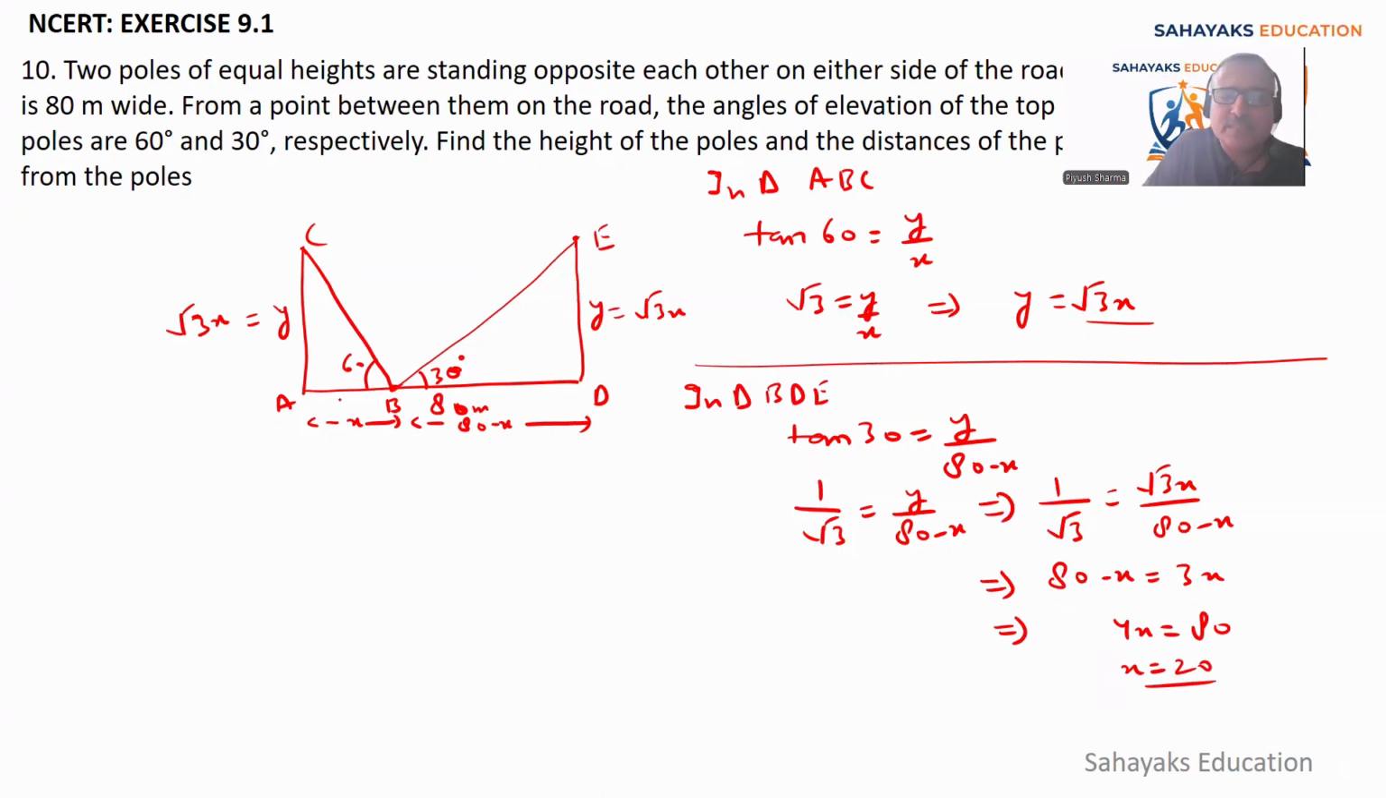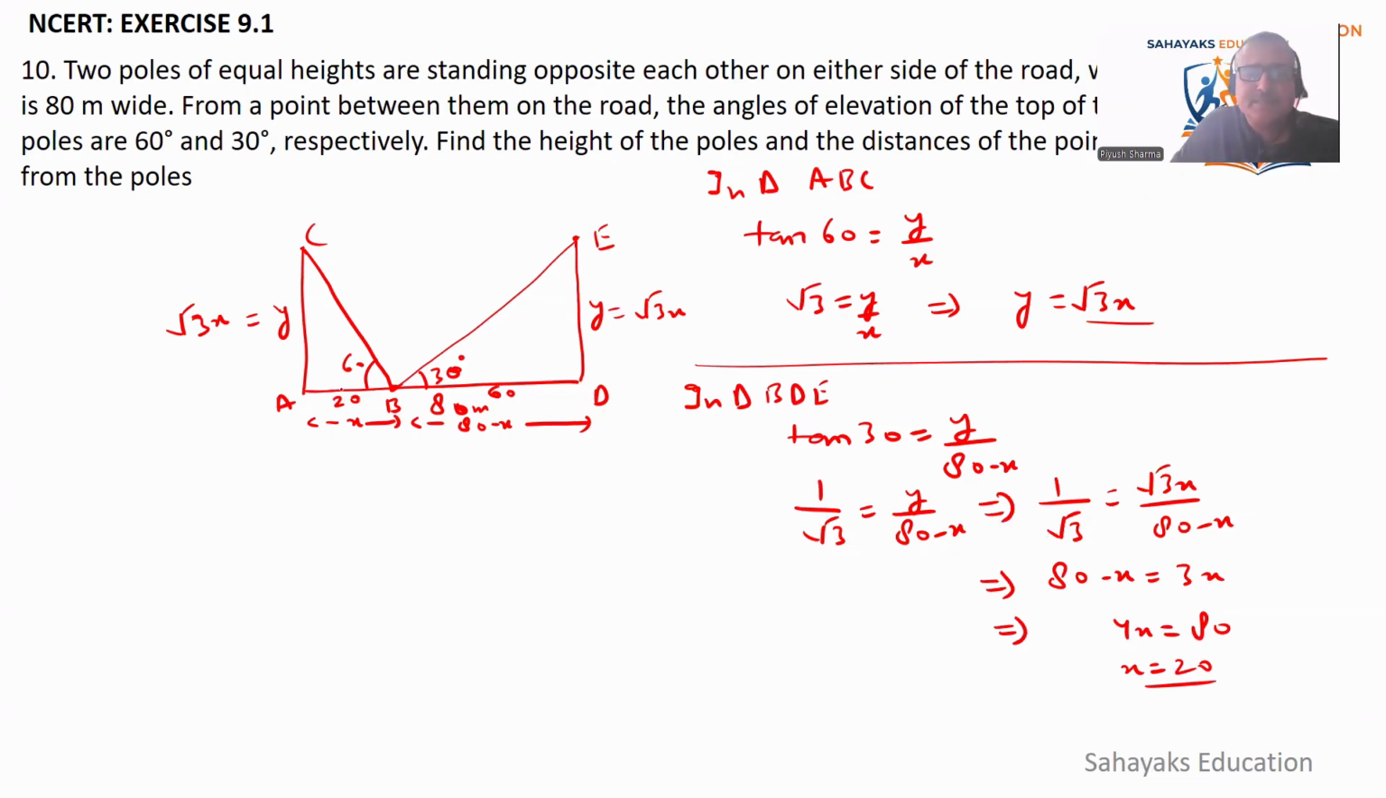So this value is 20 here, and this is 60. They're saying find the height of the poles and the distance of the point from the poles. So from one pole it is 20 meters, and from the other pole it is 60 meters. So this is the first thing we have to find out. And now we have to find the value of y, the height of the pole.